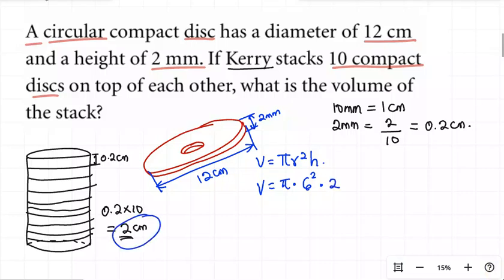So here we have it. Then V, which is the volume, will be pi times 6 raised to 2, which is 36, times 2. So the volume of the stack becomes 72 pi centimeter cube.